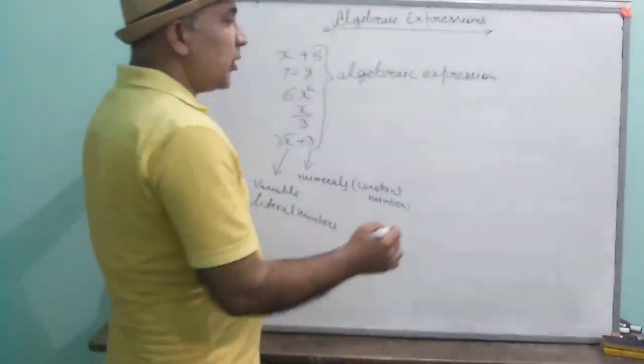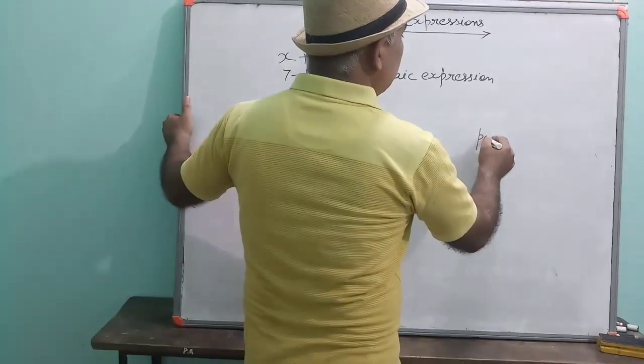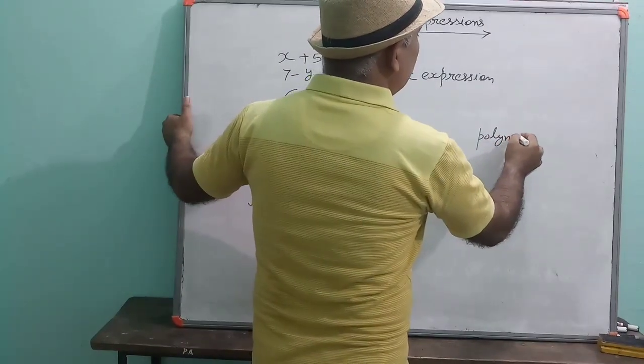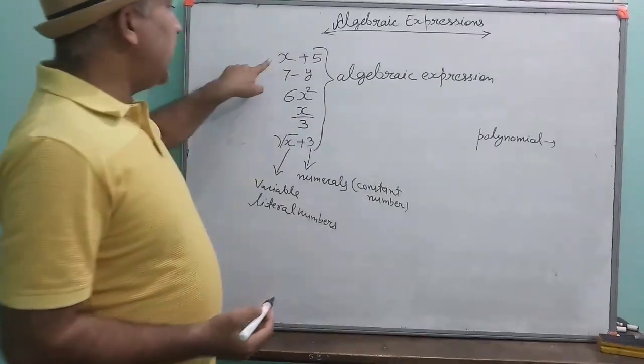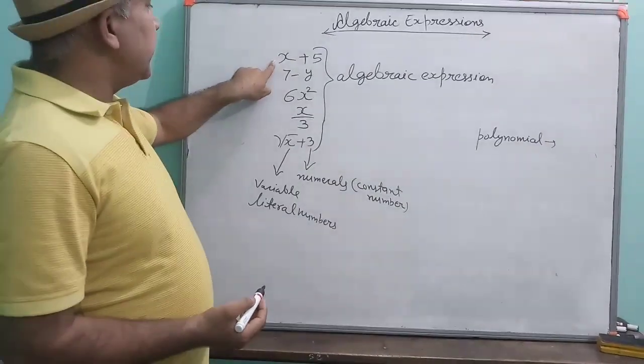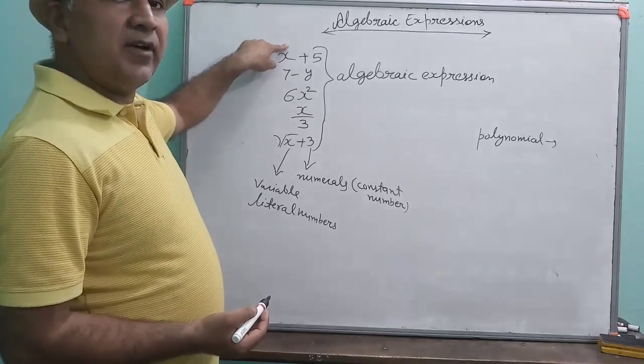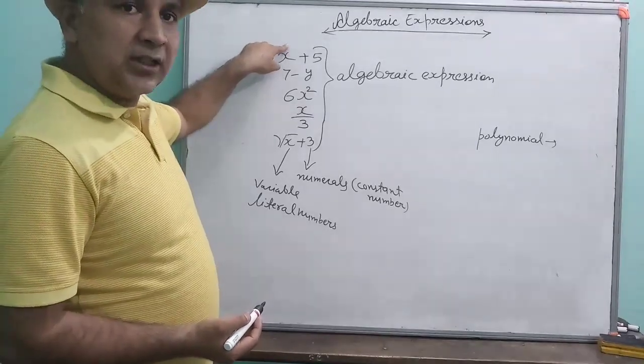Now children, if in the algebraic expressions the variable power is a whole number, then that algebraic expression is called a polynomial. What? Polynomial. What is the polynomial? An algebraic expression in which the power of the variable is a whole number.